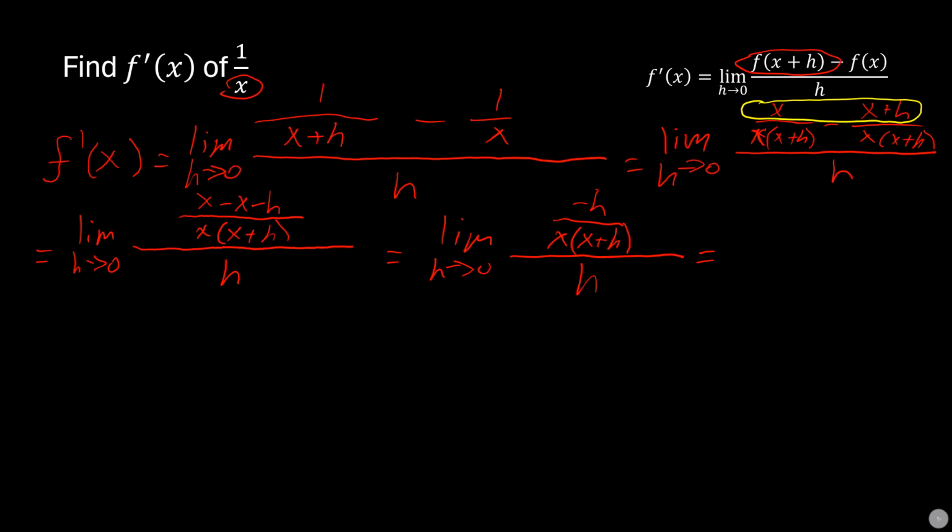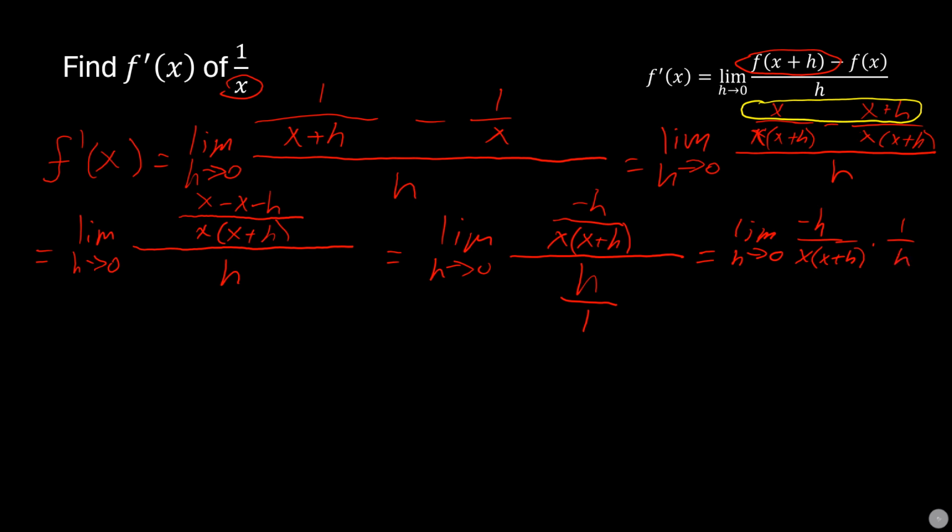Looking at this, I would consider this h over 1. Why? Because at this point, you can multiply. This would be h over 1. So take the reciprocal of the bottom of the fraction. If there's a fraction over a fraction, you can multiply the top fraction by the reciprocal of the bottom fraction. So let's do that. The limit as h approaches 0 of negative h over x times x plus h, times 1 over h.